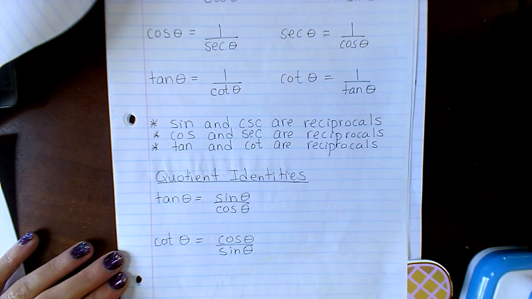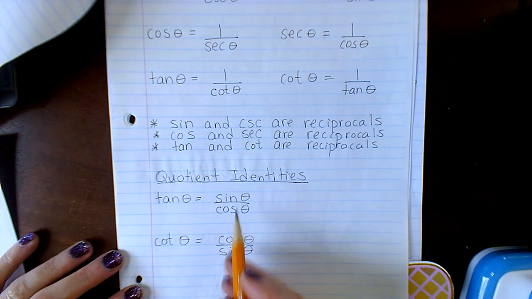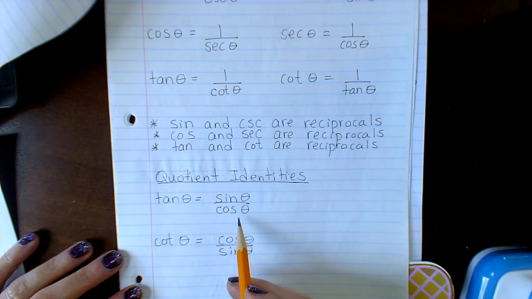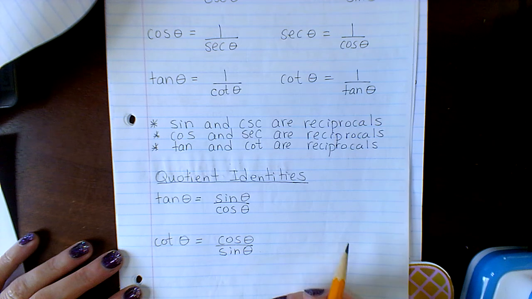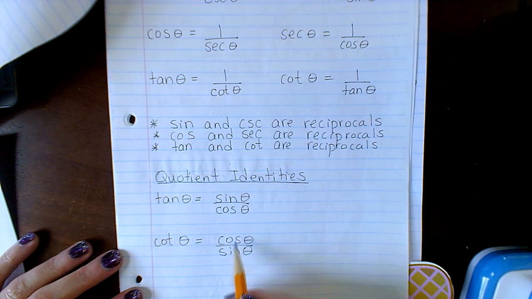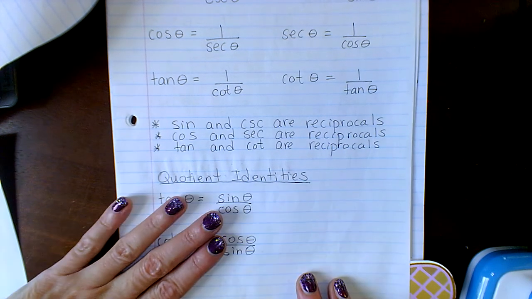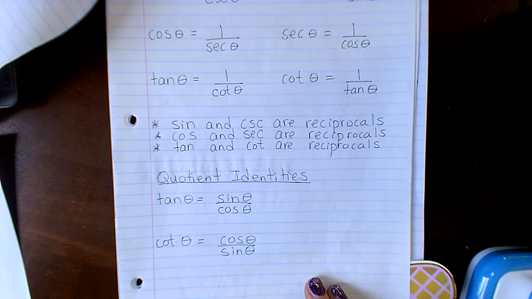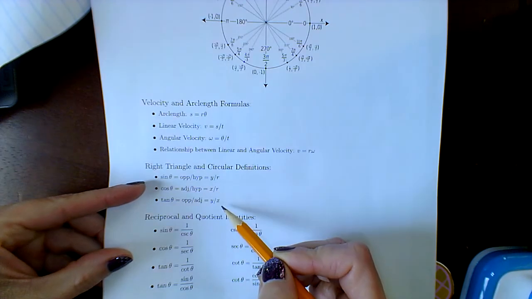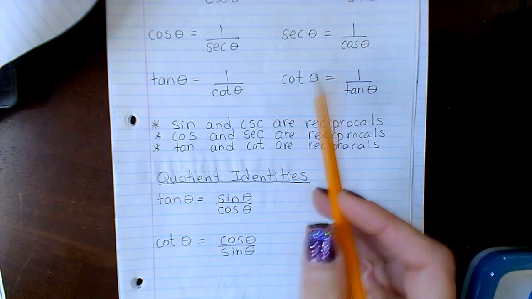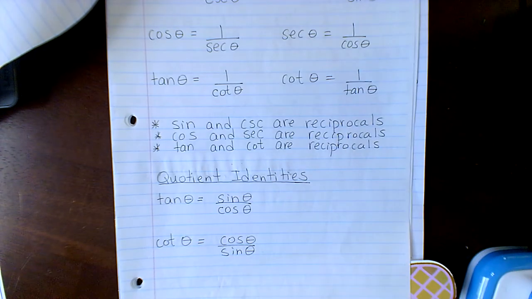Then we have the quotient identities. Right? So we have that the tangent is sine over cosine. Well, yeah. Remember, tangent was defined as y over x, sine was defined as y, cosine is x, so okay. And the cotangent is just the reciprocal of the tangent. So it's just the reciprocal of this. Cool? You could use these now instead of having to go back and use the definitions for all 6 trig functions. So what I usually do is I just memorize these 3 definitions and then use reciprocals and quotients for the rest.